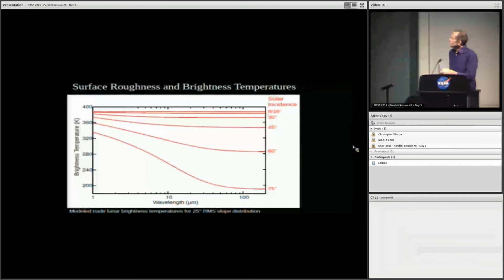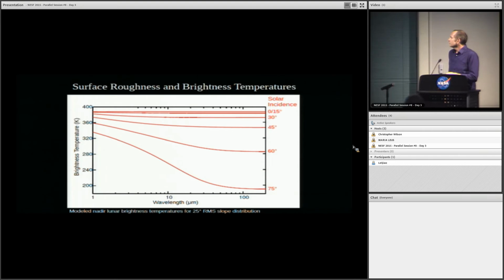And I'm showing it in terms of brightness temperature. So we're taking the radiance and converting it to brightness temperature just based on the Planck equation. And we're going from 1 micron out to a couple hundred microns. And this is basically just a function of solar incidence, at least on the moon. But you can think of this as being at the equator at noontime, 1 p.m., 2 p.m., 3 p.m., 4 p.m., and 5 p.m.